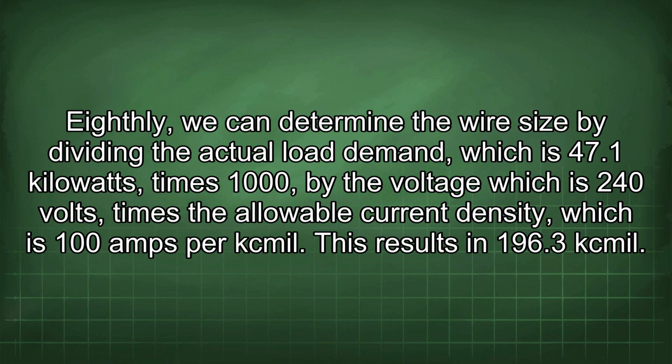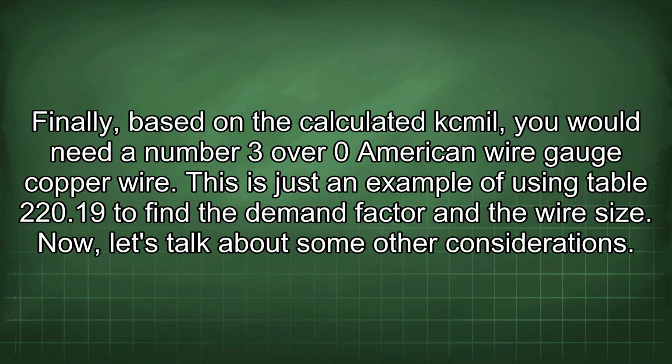Eighthly, we can determine the wire size by dividing the actual load demand, which is 47.1 kilowatts, times 1000, by the voltage, which is 240 volts, times the allowable current density, which is 100 amps per kcmil. This results in 196.3 kcmil. Finally, based on the calculated kcmil, you would need a number 3/0 American wire gauge copper wire. This is just an example of using Table 220.19 to find the demand factor and the wire size.